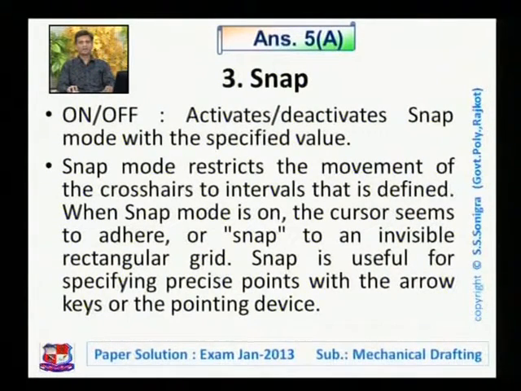points only. Snap mode restricts the movement of crosshairs to intervals that are defined. When snap mode is on, the cursor seems to adhere or snap to an invisible rectangular grid. Snap is useful for specifying precise points with the arrow keys or the pointing device.